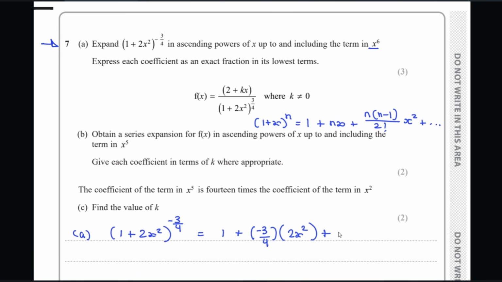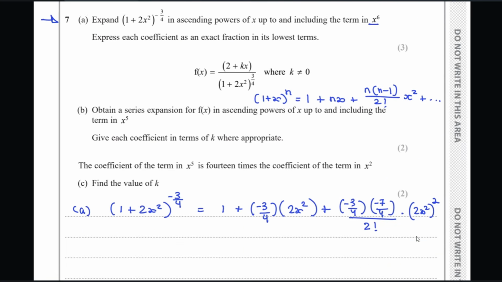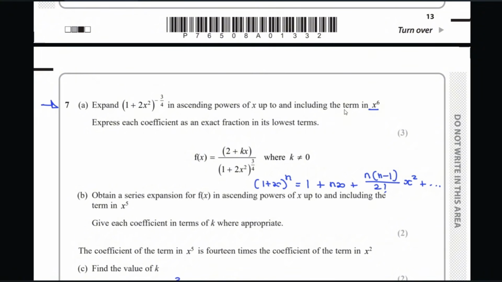Next, the second term would be n times (n - 1), so -3/4 times (-3/4 - 1). Let me use a calculator. -3/4 minus 1 gives me -7/4. So n(n - 1) is done. Since this is the second term, it's going to be divided by 2 factorial, and we'll be multiplying this with (2x²)². If we apply the power 2, it becomes x⁴. So we still need to write more terms to get to x⁶.